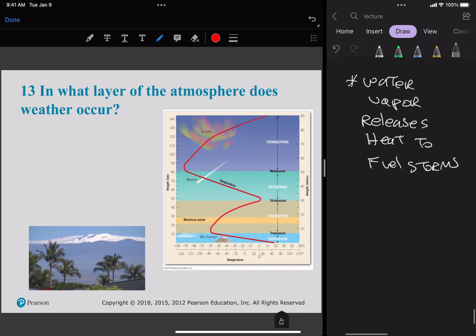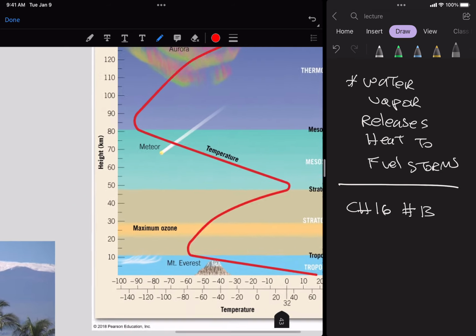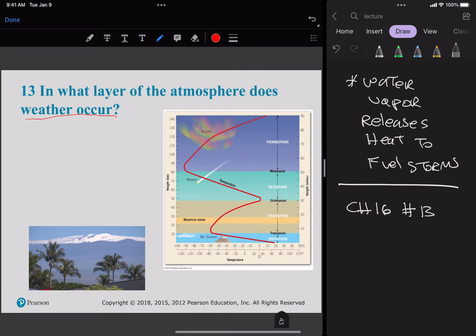Alright, chapter 16, number 13, so continuing with the atmospheric layers. In what layer of the atmosphere does weather occur? And you can see the hint there. So weather occurs in the troposphere, or the lowest layer.